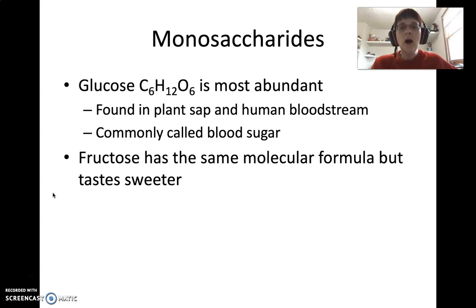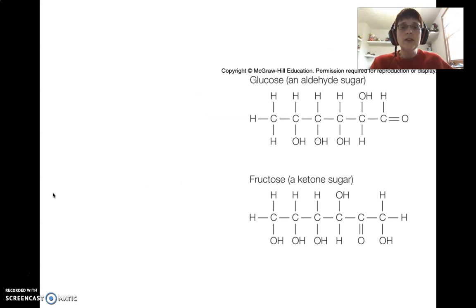And the reason why it has the same molecular formula but a different taste is because it has a different shape. So it fits in different receptors in our taste receptors. So that's why. So if we take a look here, here are the two molecules. This is glucose right here. Here's fructose. And you can see same molecular formula.